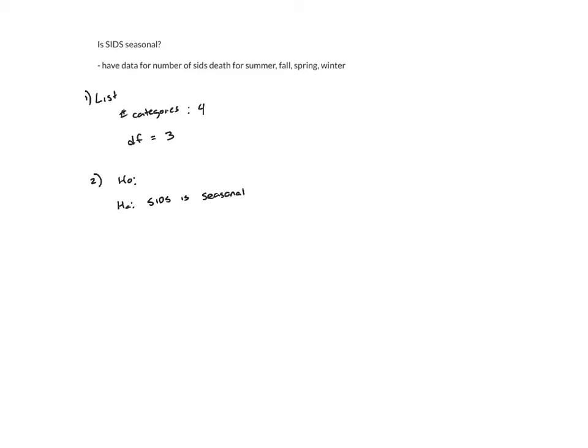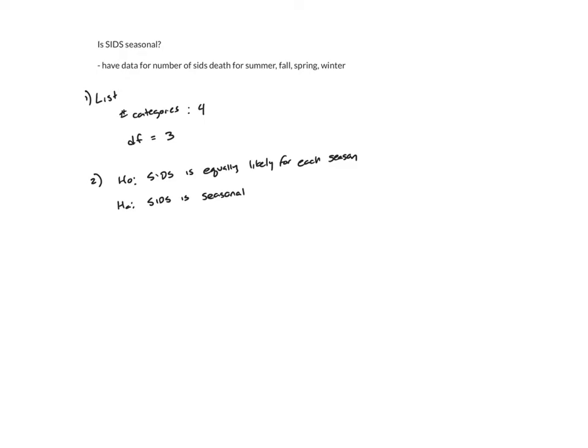The opposite of that would be SIDS is equally likely for each season. So as I'm trying to prove that it's seasonal, the opposite of that, what I need to assume, is that it's not seasonal. That is, each season is equally likely. This is going to be important when we go to calculate chi-squared.